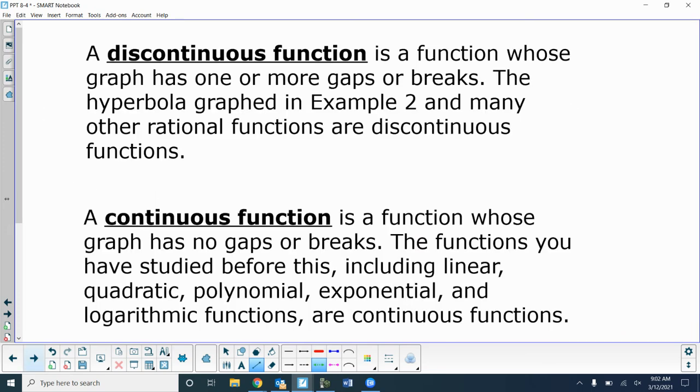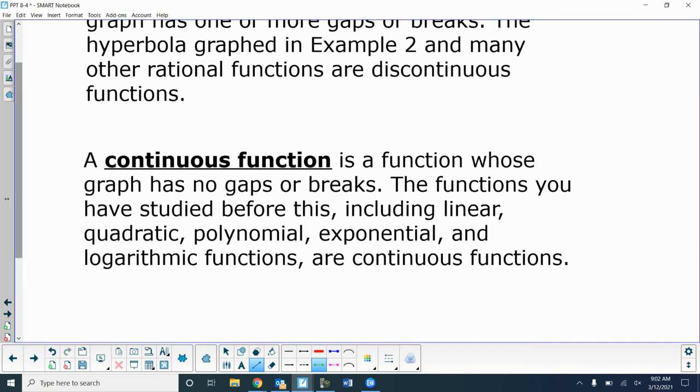Okay, again, we talked about this. A discontinuous function is a graph that has one or more gaps or breaks. The hyperbola graphs in example 2 are discontinuous. A continuous one has no gaps or breaks. The functions you have studied before this, linear, quadratic, polynomial, exponential, logarithmic, are continuous. Okay, there were no gaps or breaks in those.